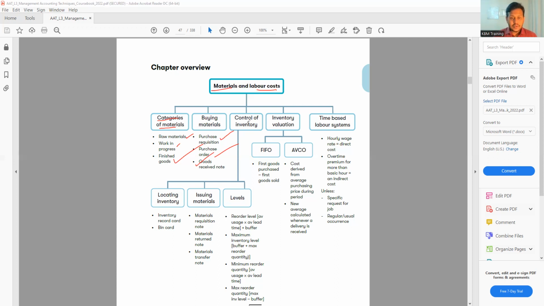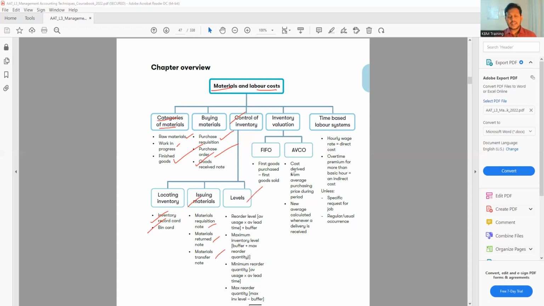The next one, we have control of the inventory. How can we control the inventory? We have locating the inventory. The inventory is recorded on the inventory record card, or sometimes you call it a bin card, more or less the same thing. That is where we record the inventory, how much inventory we have, how much is issued, how much is left, all of this. Then there is issuing the material requisition note, material return note, and material transfer note.